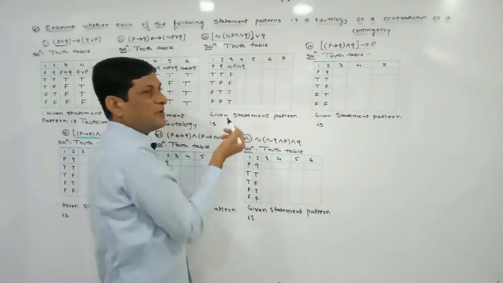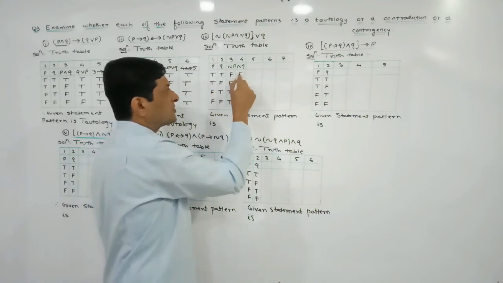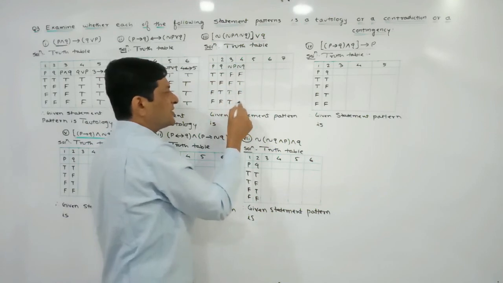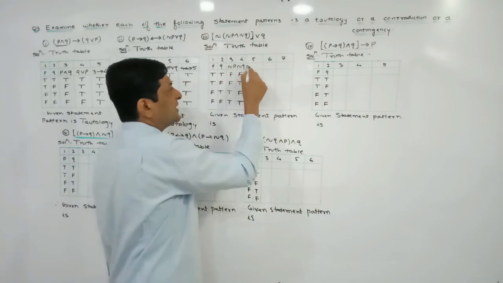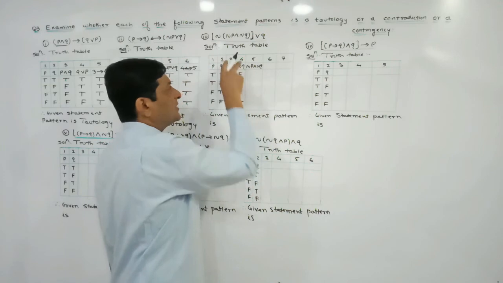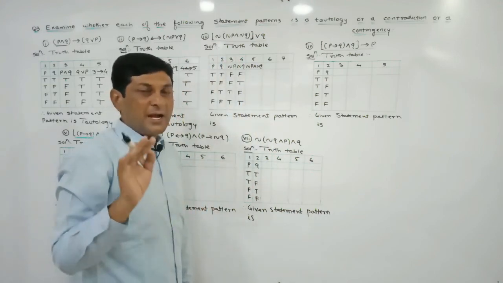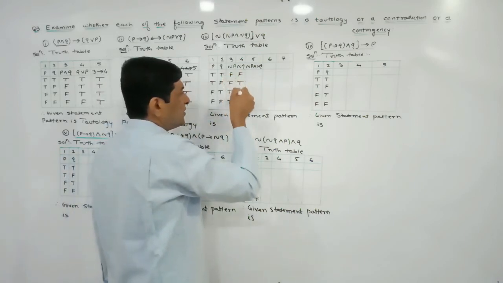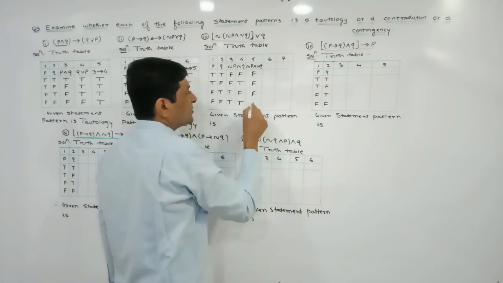Here, find out the truth value of negation Q from Q. Negation of true is false, negation of false is true, negation of true is false, and negation of false is true. Now connect these two statements, negation P and negation Q, by which logical connective? AND. And in case of AND, if at least one statement is false, AND will be false. So false, false, false, true.